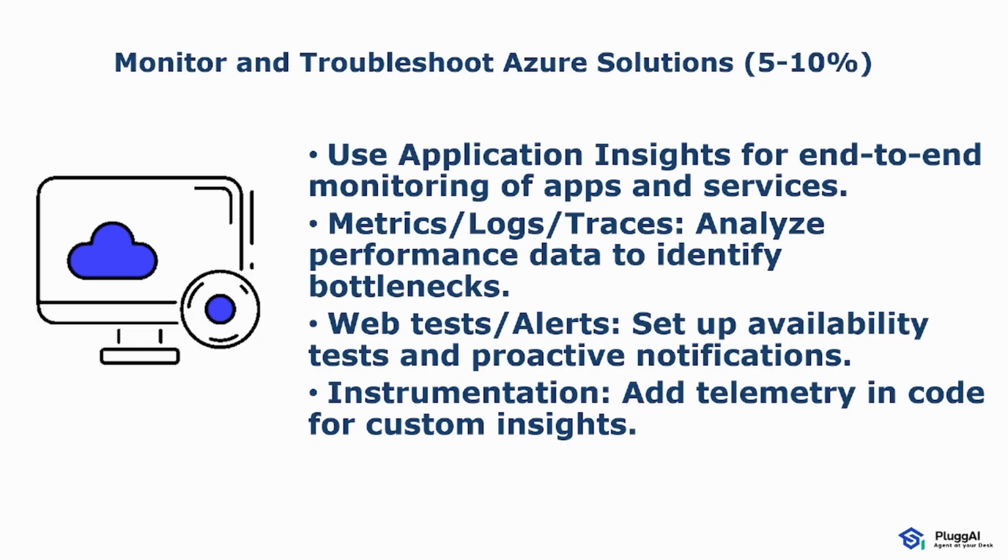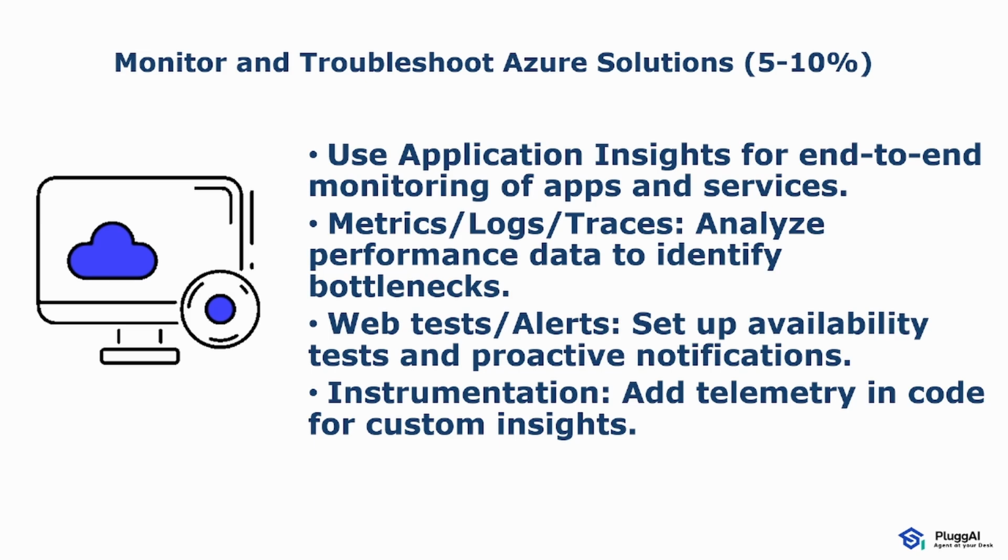Metrics are numeric, like CPU usage, request counts, response times. Logs are your console.log or trace statements. Traces are end-to-end request flows, showing how a call bounces through services. You query all this with Kusto Query Language, KQL, in Log Analytics, super powerful like SQL but for logs.